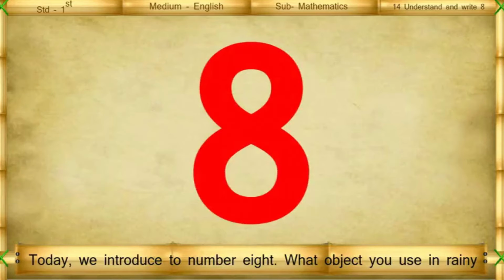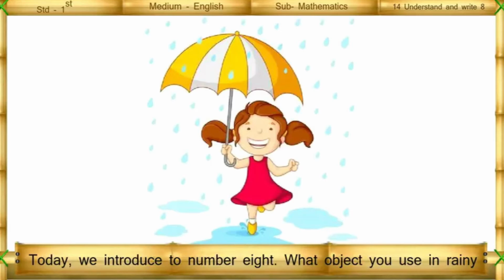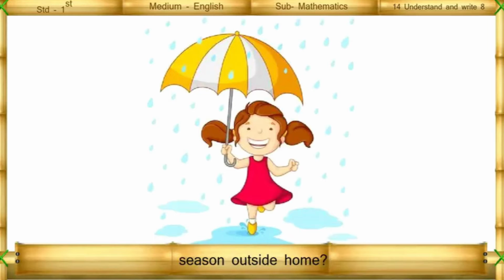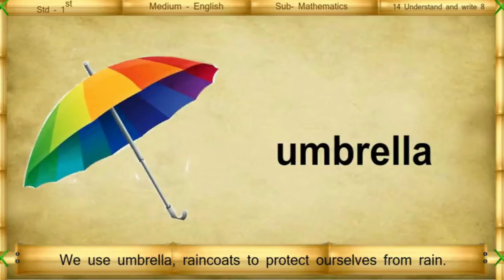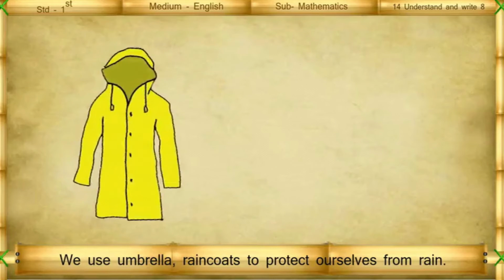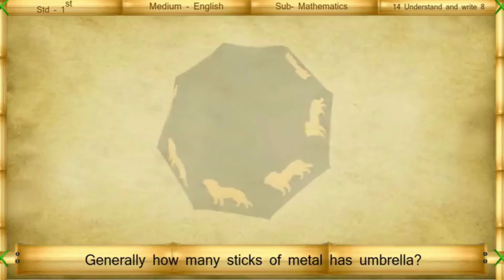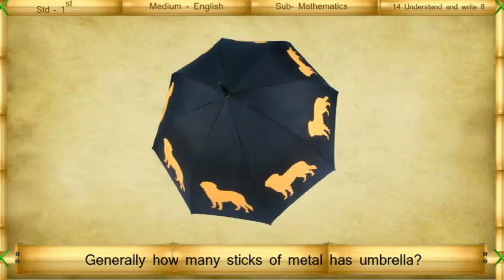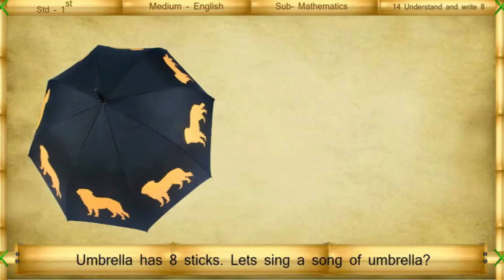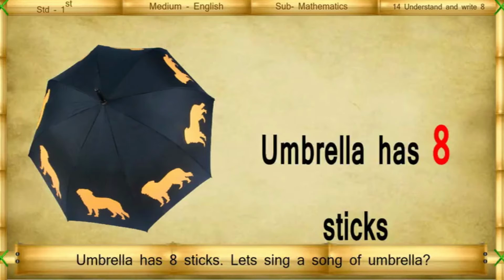Today we introduce number 8. What object do we use in rainy season outside home? We use umbrellas and raincoats to protect ourselves from rain. Generally, umbrella has how many sticks of metal? Umbrella has 8 sticks. Let's sing the song of umbrella.